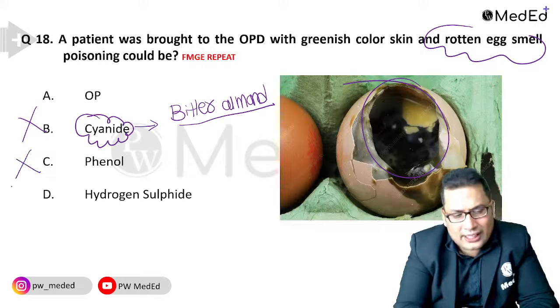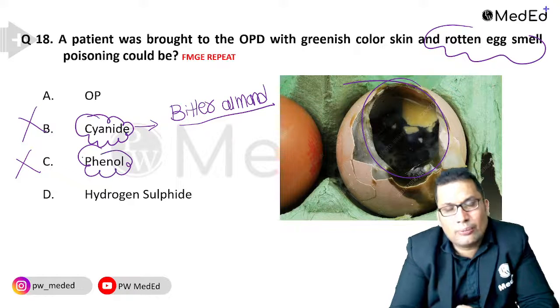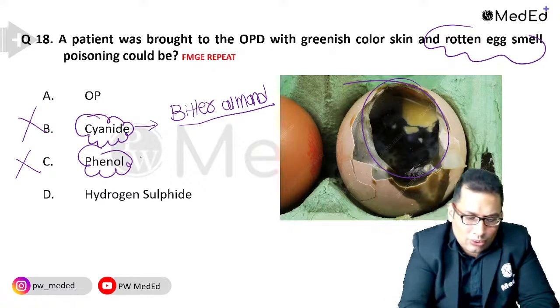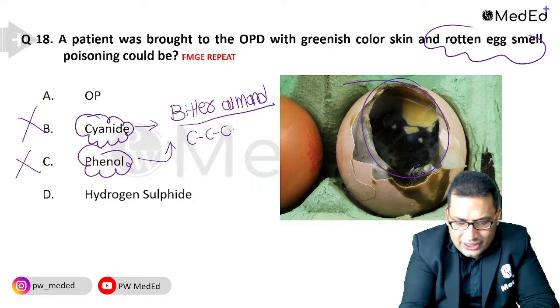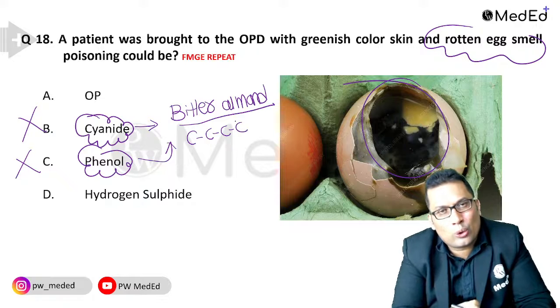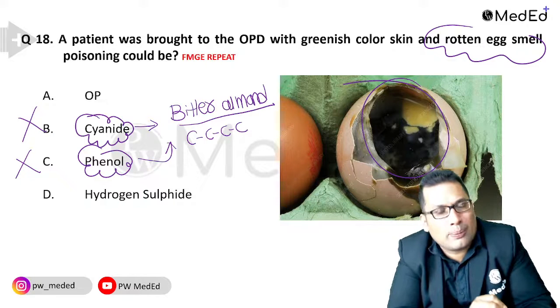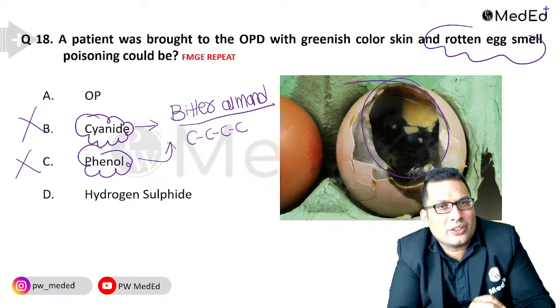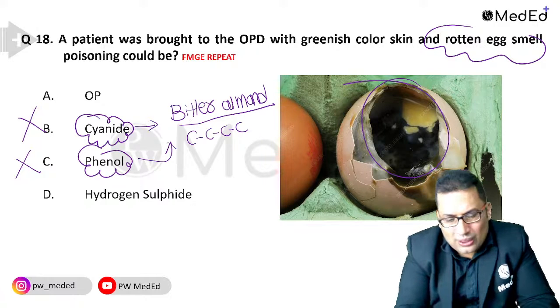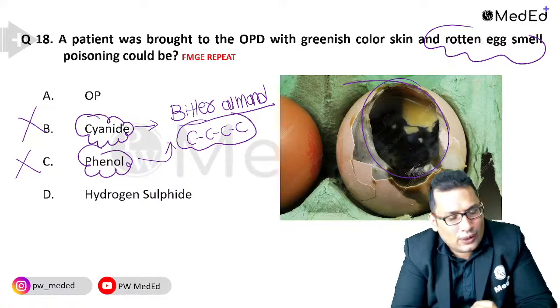Phenol, nothing but carbolic acid. There will be a phenolic smell. So phenol is characterized by the 5 C's, 4 C's or 3 C's also: coma, constriction of pupil, carboluria, methemoglobinemia, necrosis. So that is the CCC of phenol.